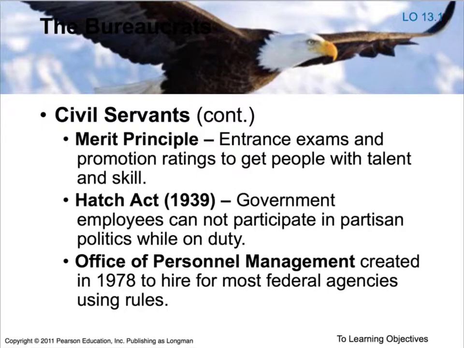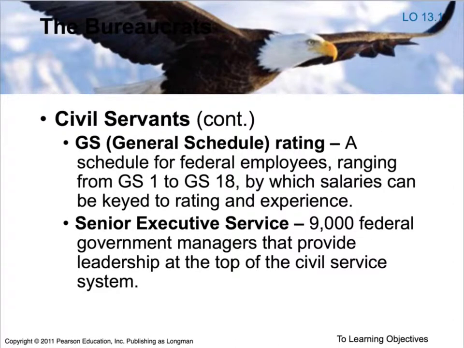The Office of Personnel Management was created in 1978, and it is responsible for hiring and firing most federal employees, and most federal agencies use these rules and this office to do their hiring. When you're a federal employee, you get a GS rating, or a general service or general schedule rating. The schedule for federal employees ranges from GS1 to GS18. Salaries can be keyed to rating and experience within each of those schedule numbers. So you can start out anywhere from a GS1 to a GS8 and work your way up.